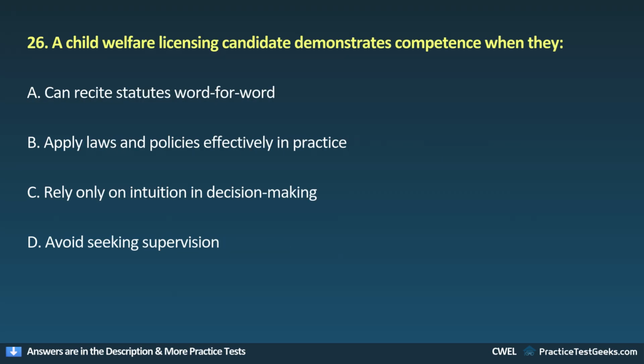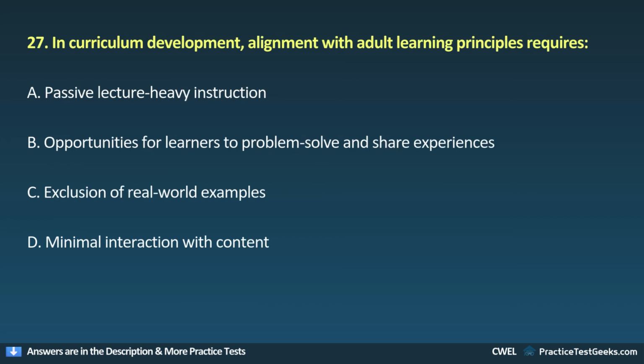26. A child welfare licensing candidate demonstrates competence when they A. Can recite statutes word for word. B. Apply laws and policies effectively in practice. C. Rely only on intuition in decision-making. D. Avoid seeking supervision.